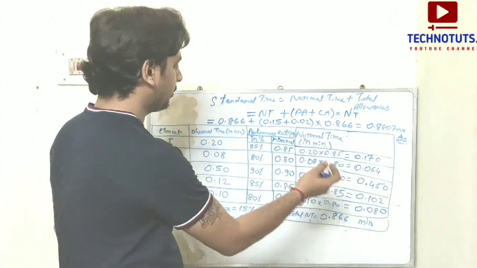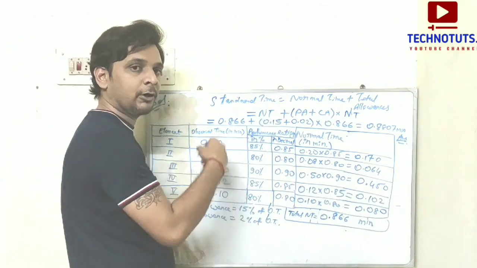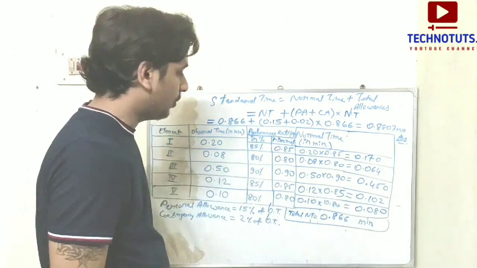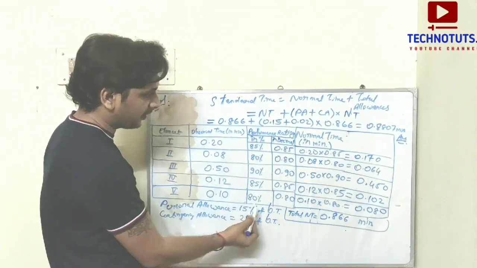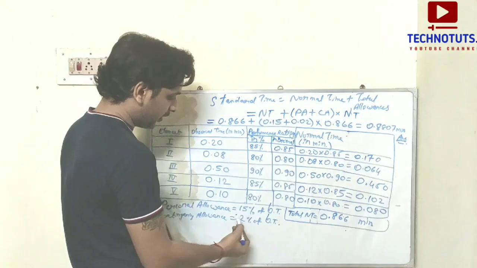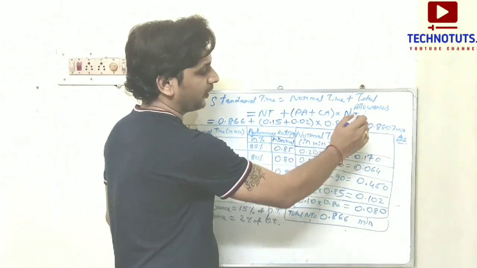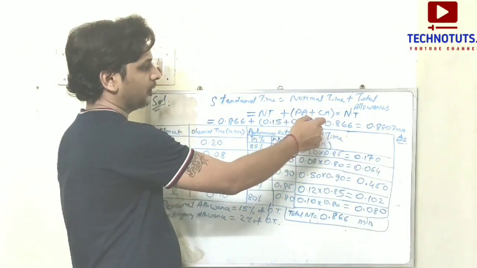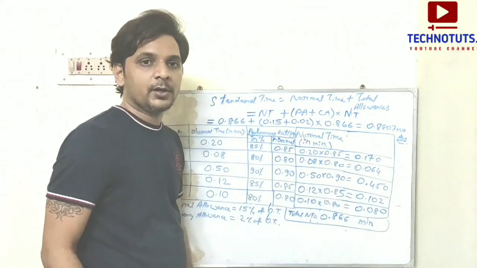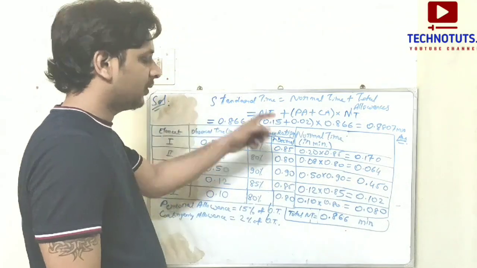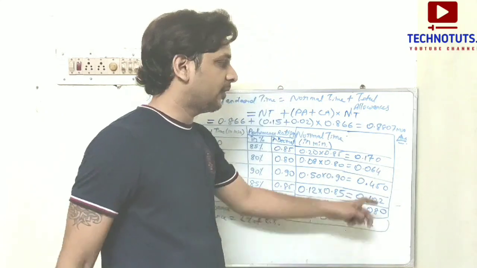Let us substitute the values. Normal time is 0.866. Here normal time is the total normal time, because we are calculating the standard time for the whole problem. So normal time 0.866 plus personal allowance 15%, so 0.15, plus contingency allowance 2%, so 0.02, into normal time 0.866 minutes. On solving we will obtain 0.8807 minutes. So what is the standard time for this whole problem? The standard time is 0.8807 minutes. This is your final answer.